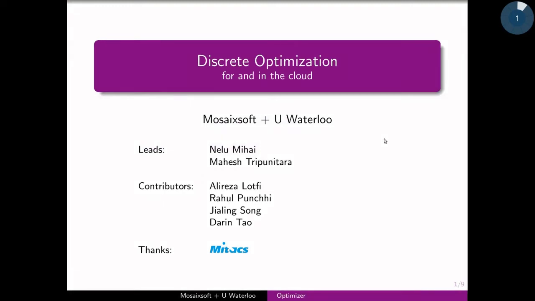Hello and welcome to a brief presentation and demonstration of our discrete optimization software. Now we call it discrete optimization for and in the cloud because our capabilities are driven by an API and we are in the process of deploying this service so that it can be accessed as a cloud service. In this presentation and demo, I'll focus on the core features that we support and show the software running locally.